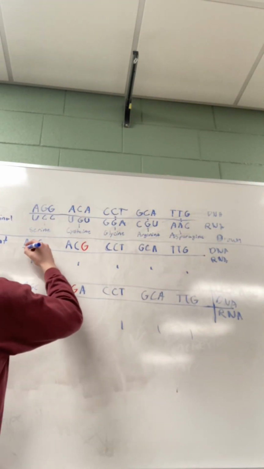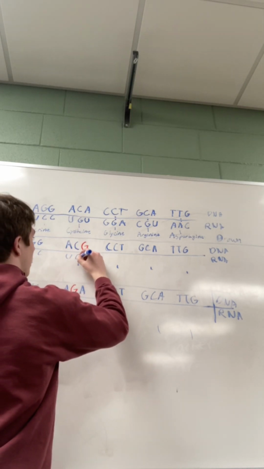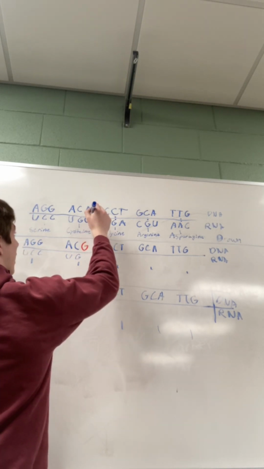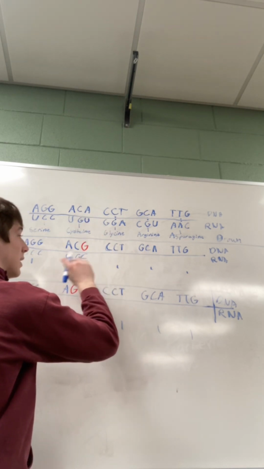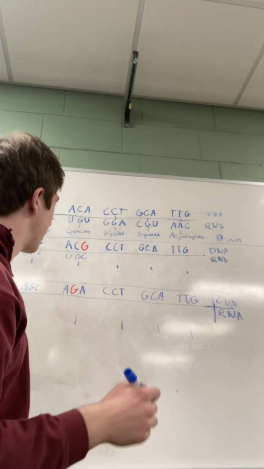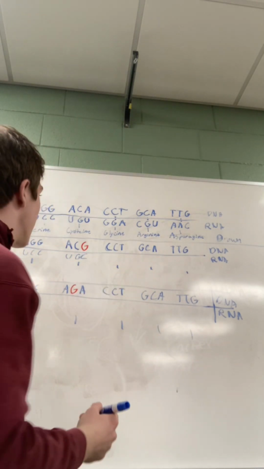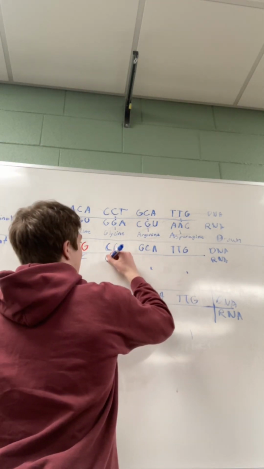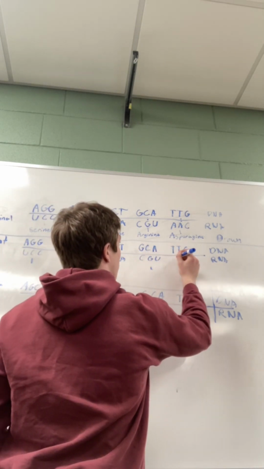So our AGG, that's going to be the same. It's going to be UCC. This is going to be UG, but now this is different. Instead of a U now in the mRNA spot, it's going to be C. It's going to be a new, different combination and ultimately a new mRNA line. Everything else will remain the same. GGA, CGU, AAC.